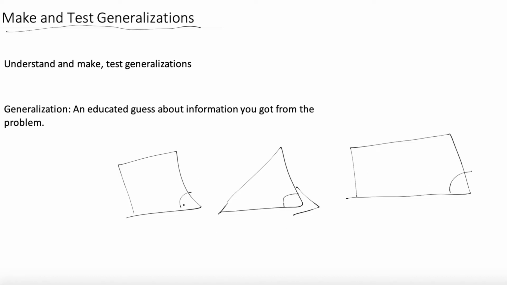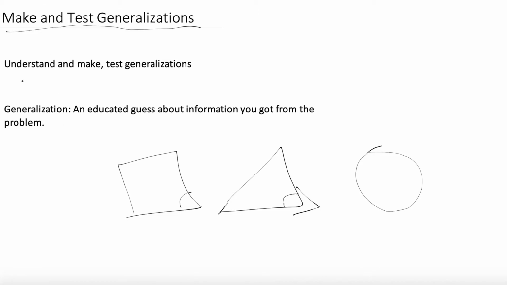Because it's an educated guess. It's more than a guess. If you have the proof, that's a generalization. For example, all of these have right angles, but some, for example, don't. Like if you had a square, a triangle, and a circle, you would say they're all shapes or something like that.